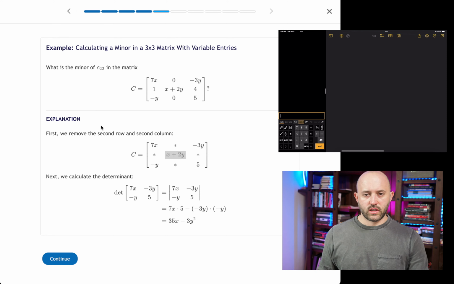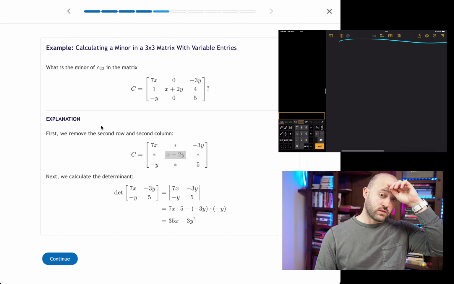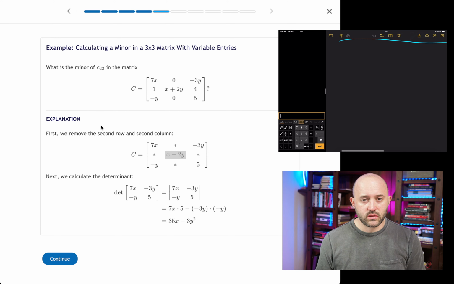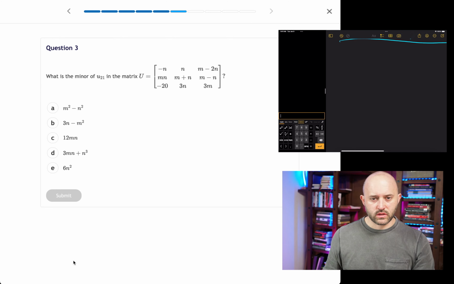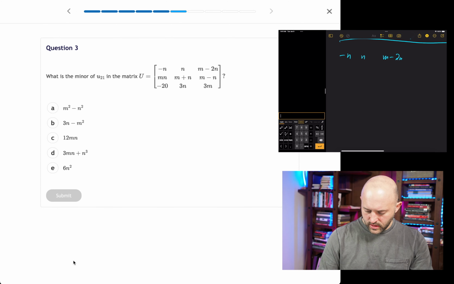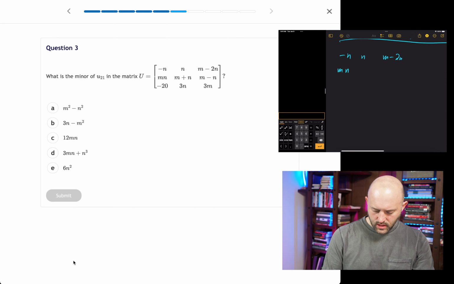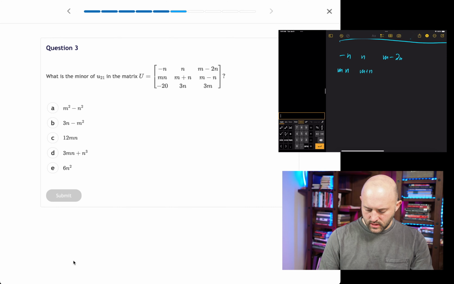Okay, now do it with the variable entries, slowly building up the difficulty and everything else. So what is the minor of C22? So 22 is x plus this thing. Remove everything else, do the determinant as normal. Okay, so let's give us a real one. Minus n, m minus 2n, mn, m plus n, m minus n, minus 20, 3n, 3m.